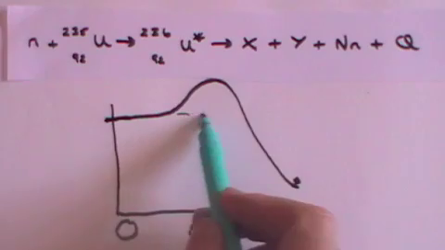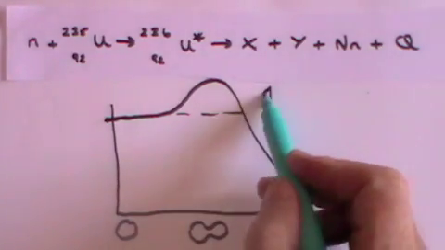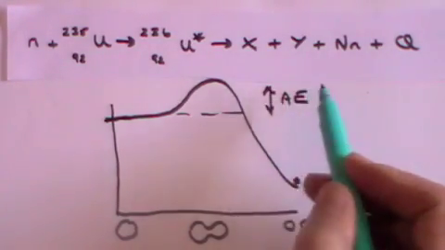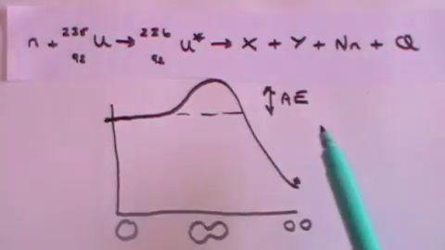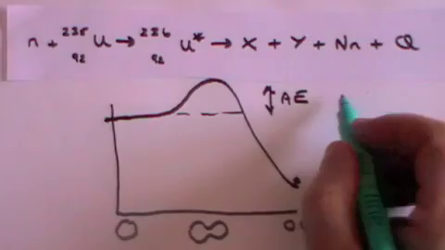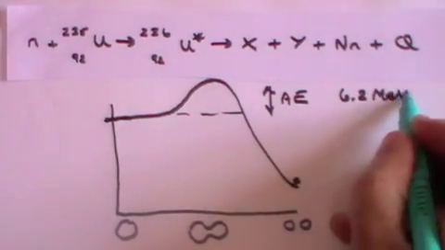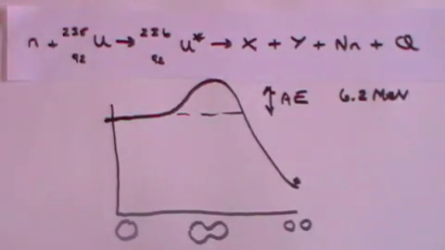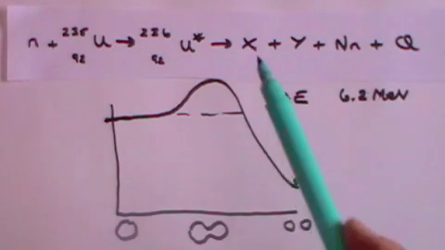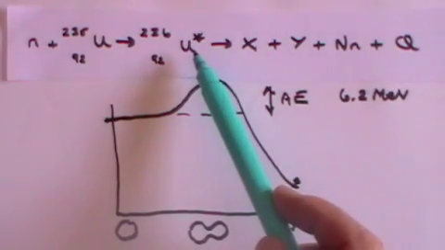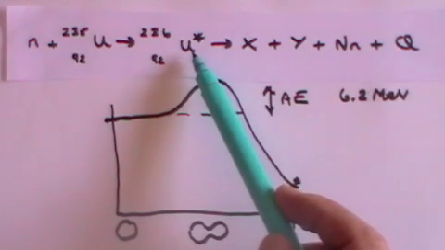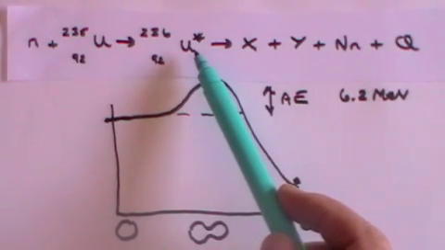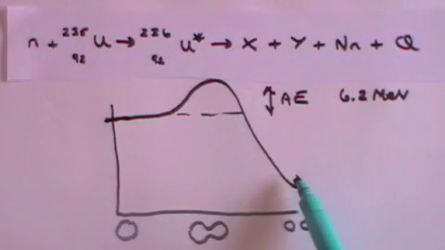And the height of that barrier is called the activation energy. And in the case of this reaction, you need an activation energy of about 6.2 MeV. And where is nature to get that from? The answer is it is in the potential energy, in the excited state of the uranium-236. And that gets it over the barrier and therefore it can fission.